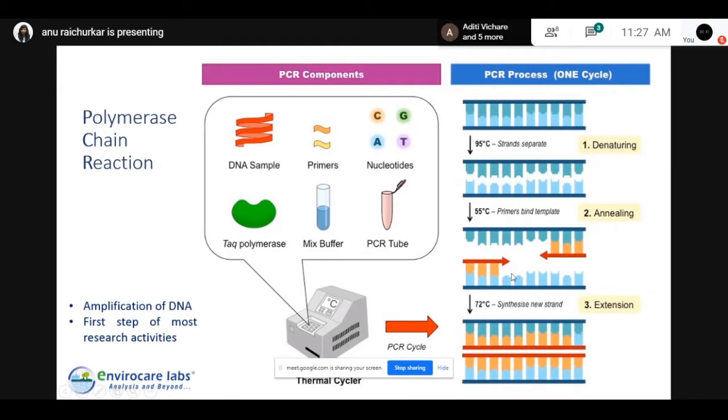And this process we can set, just like in your oven, where you can set the temperature and for how long you want to keep it. In a PCR also, you can set the temperature fluctuations as well as the time for which you want to run it, and the number of cycles that this process goes on repeating. Typically in PCR, we go for 30 to 40 cycles. So when you have one copy of DNA, by the end of 30 cycles, you will get a billion copies of this DNA.